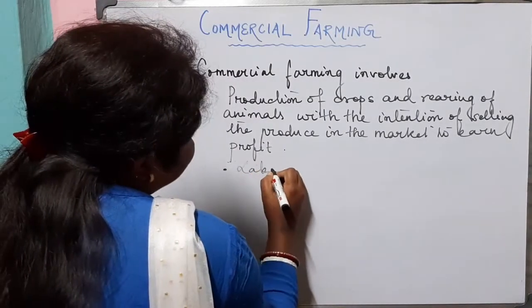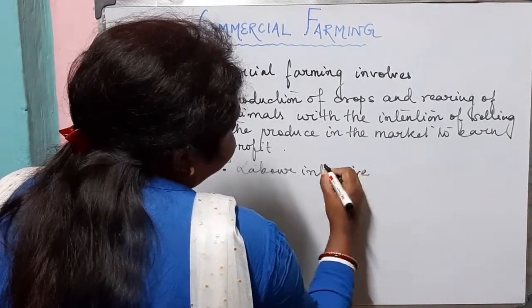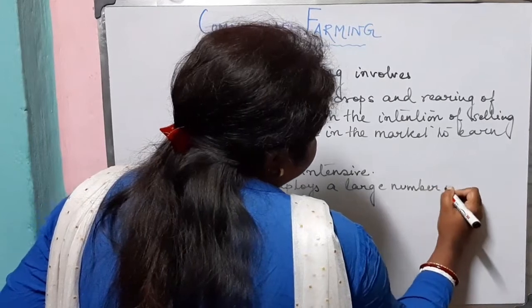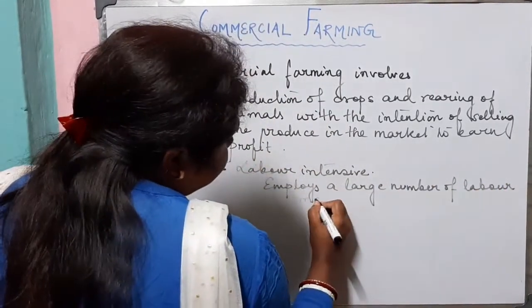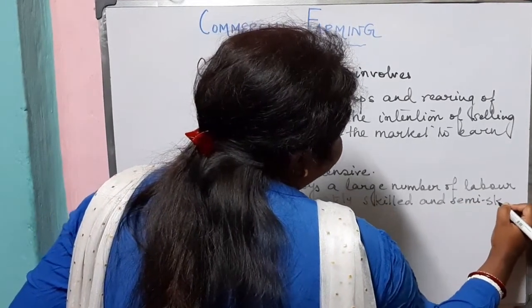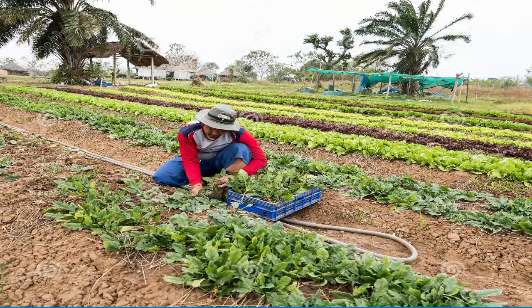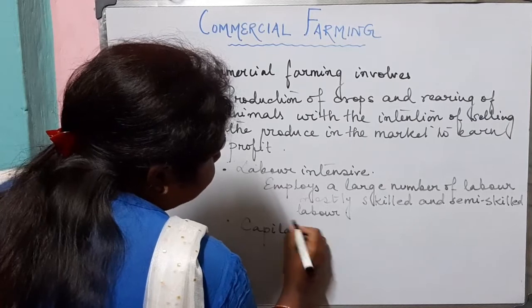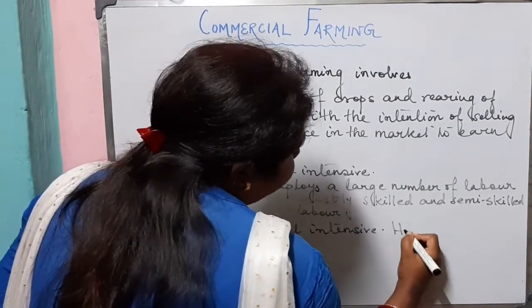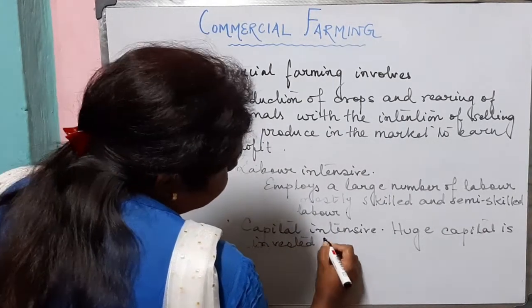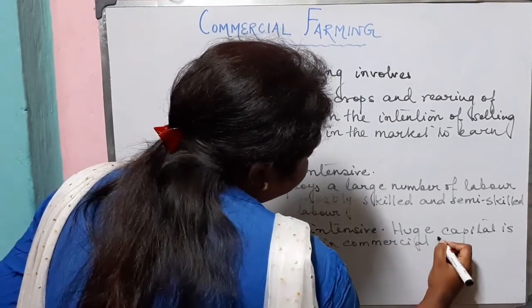Now commercial farming is also labor intensive. That means it employs a large number of labor. Mostly skilled and semi-skilled laborers are employed in this type of farming. They are highly mechanized. Now, to buy the machines and to pay the wages to the labor, it needs capital. So we can say that this type of farming is capital intensive, or that huge capital is invested in commercial farming.